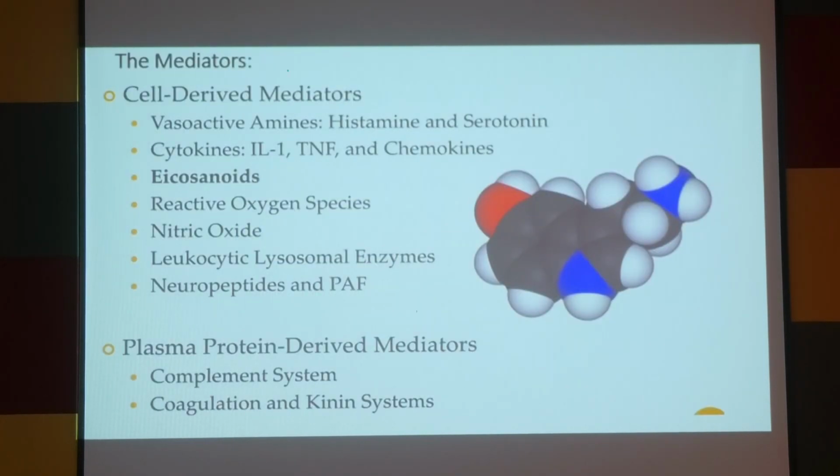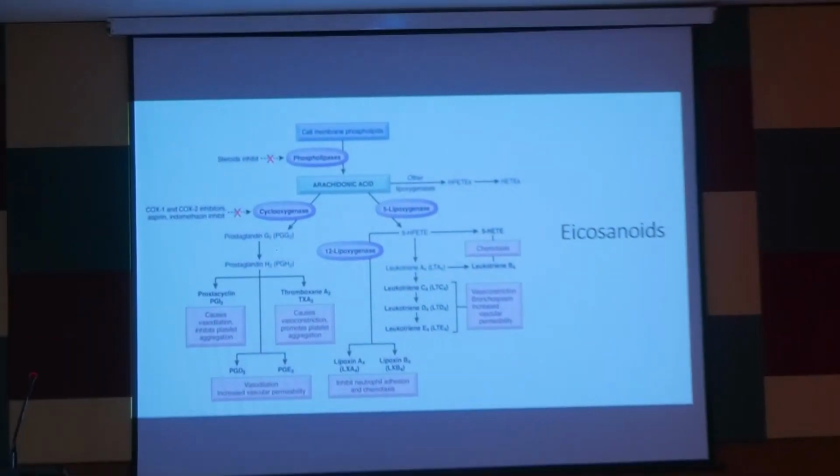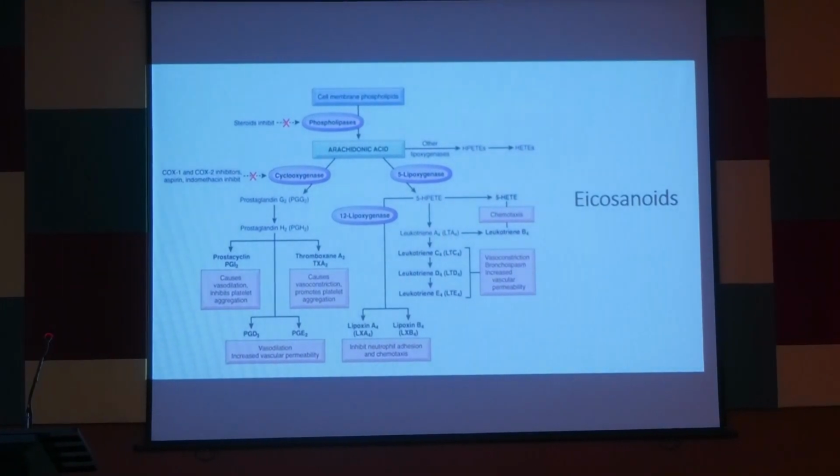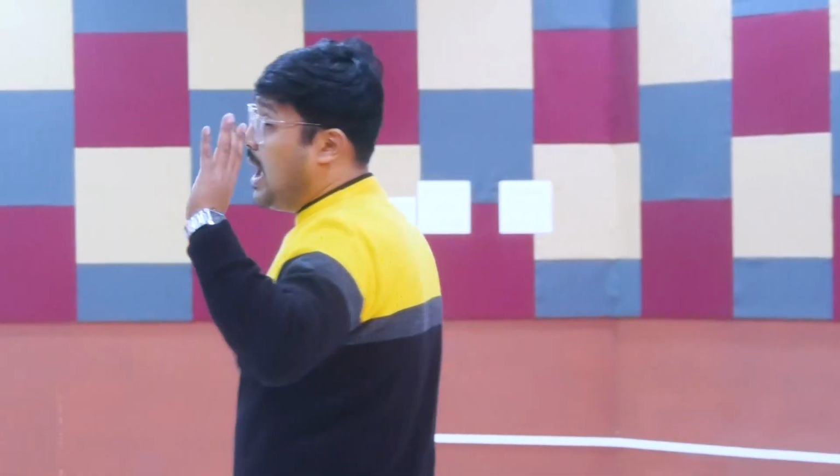Now coming to the eicosanoids, very important, eicosanoids also come as a short note. Why are they called eicosanoids? Because eicosa in Greek means 20. So eicosanoic acid means a 20 carbon acid. All the molecules that come from arachidonic acid, which is a 20 carbon molecule, are eicosanoids. So arachidonic acid metabolites are collectively known as eicosanoids.